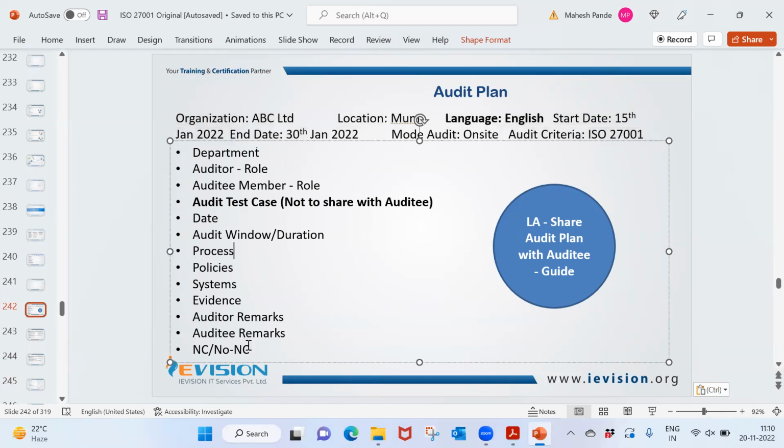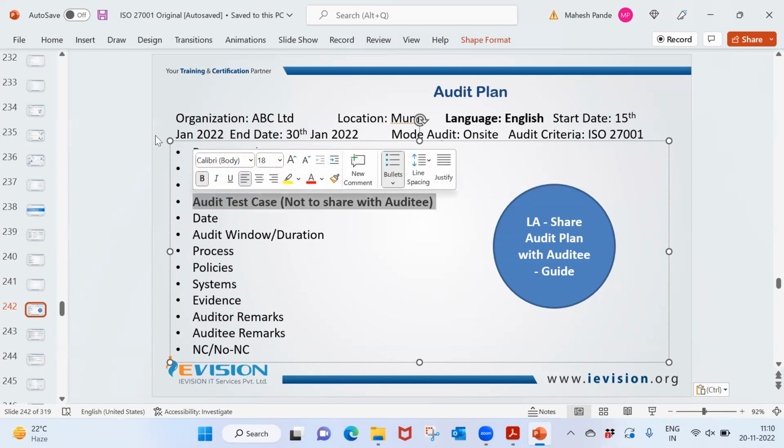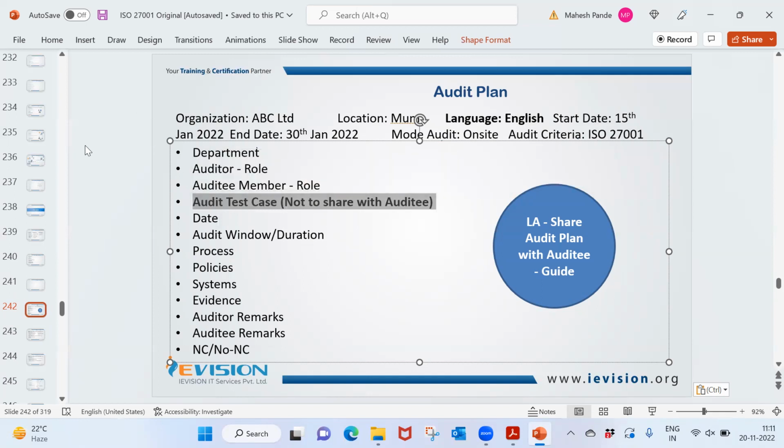And then we should have a template where you can capture the department, the auditor role, the audit team member, and the audit test case. You will not be sharing this with the auditee. I did mention yesterday as well for the audit plan. You will not be sharing this with your auditee. Then the date, the audit window, process, policies, systems, and evidences that you are going to collect. You can see whether evidence is collected or not collected, and you can have remarks related to that as well.